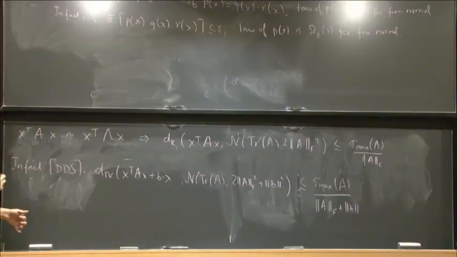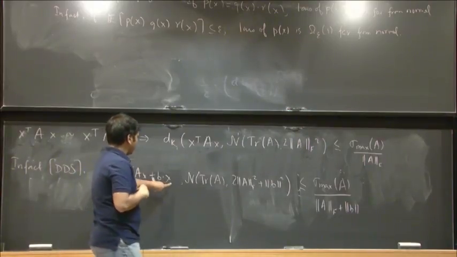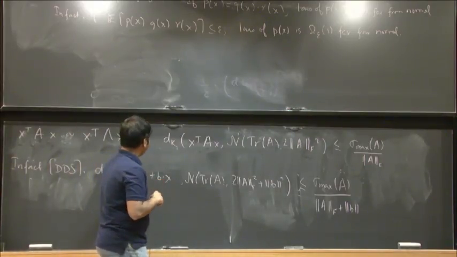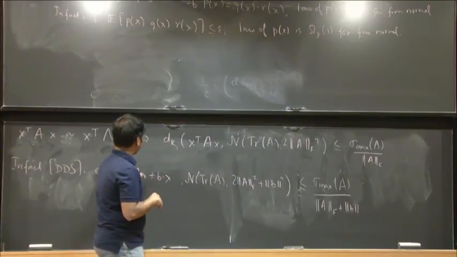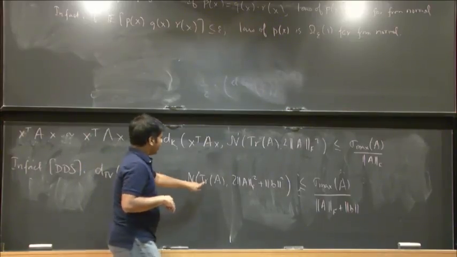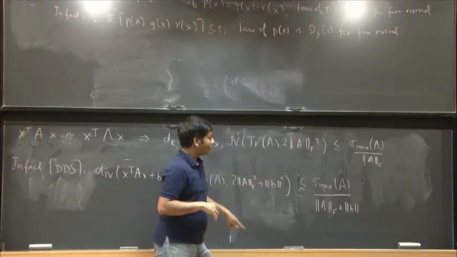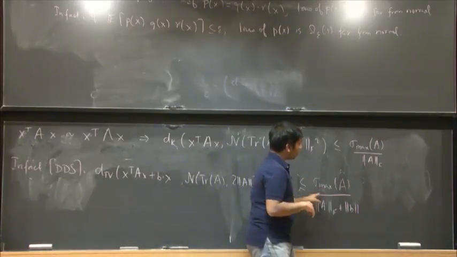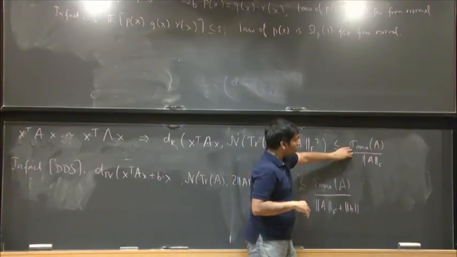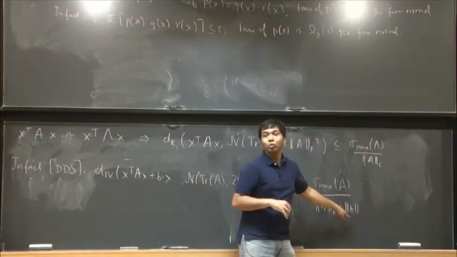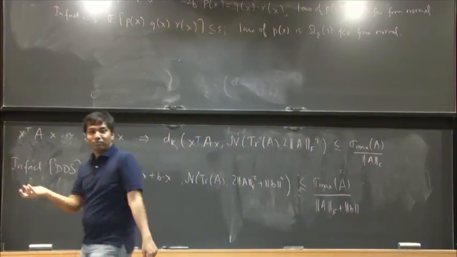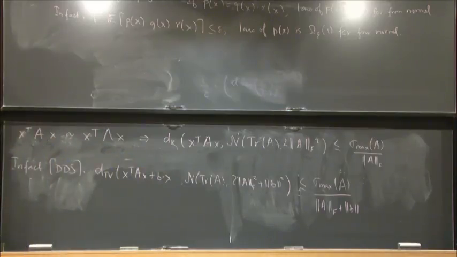And indeed it's true that if you add a linear part, then x transpose Ax plus Bx differs from a normal with the correct mean and the correct variance by a small amount, as long as the singular value of A is small, not just compared to the Frobenius norm, but you get to divide by the 2-norm of the linear part as well. And that's obvious, right? If you are adding a huge linear component, that should only favor asymptotic normality.